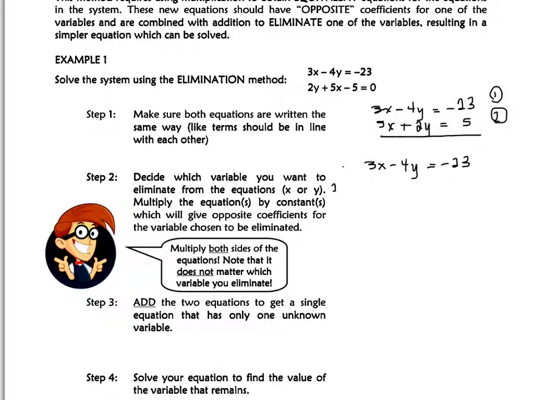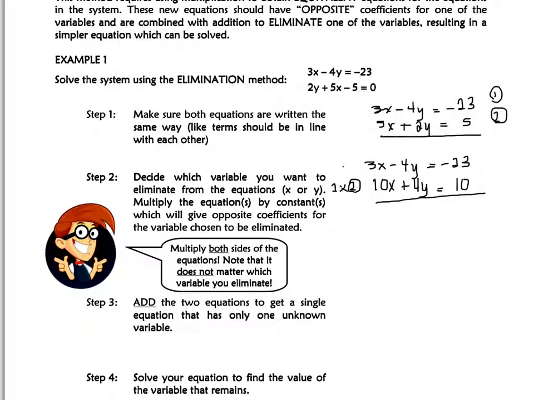And I'm going to multiply the second equation by 2. So that's going to give me 2 times 5x is going to be 10x, 2 times 2y is going to be positive 4y, and 2 times 5 is going to be 10. By multiplying everything on both sides of the equation, I have not changed any solutions to the equation, but I have changed the look of the equation, and it's an equivalent equation.